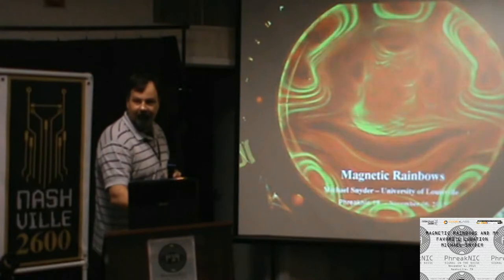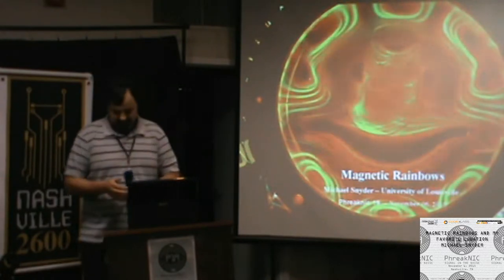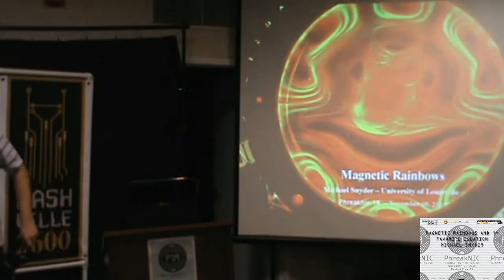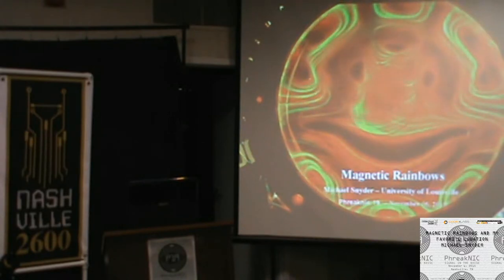Good morning, PhreakNIC. My name is Michael Snyder, and I'm here to give the 10 o'clock talk. My talk is about magnetic rainbows. I have an undergrad degree from Murray State University in physics. And I also am a PhD student at the University of Louisville.